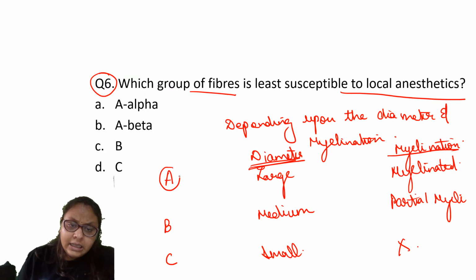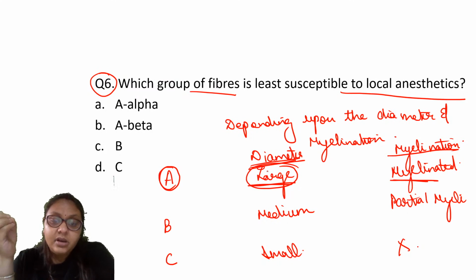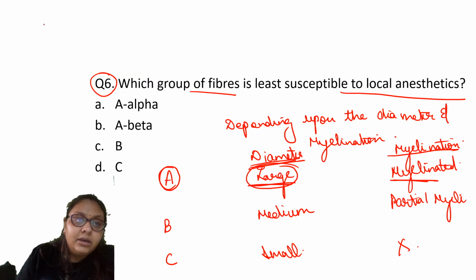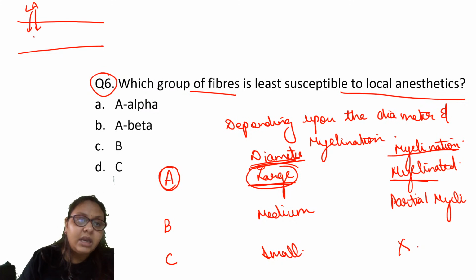Now, the A fibers are large and they are myelinated. Because they are large, they are less susceptible to the local anesthetics. Local anesthetics, how do they act? They have to penetrate the membrane.